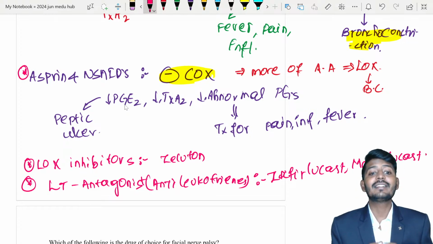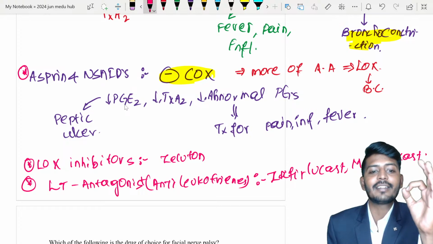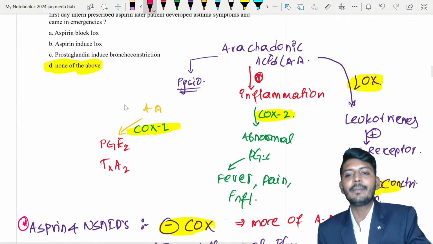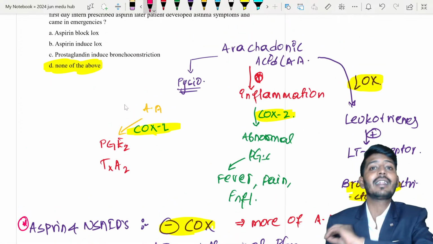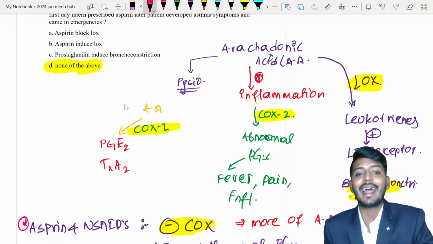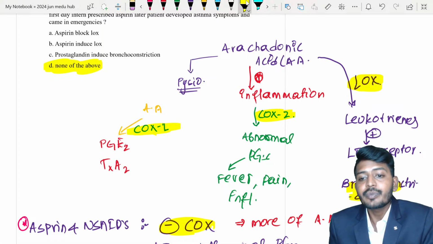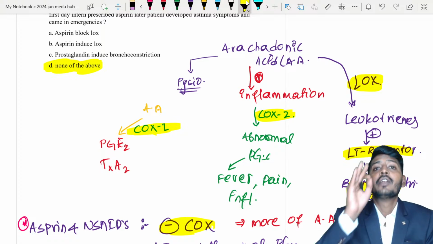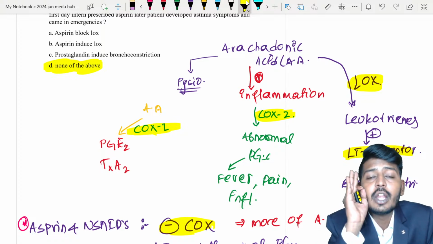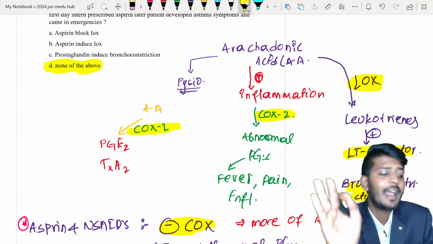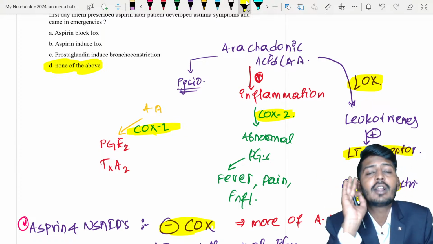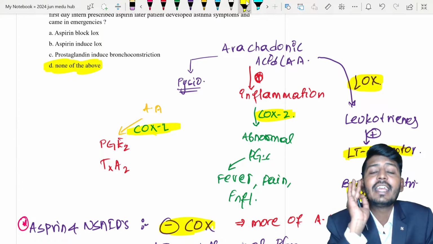If someone asks what is the mechanism of Zafirlukast or Montelukast, by mistake don't say it blocks the LOX enzyme. It is not blocking the LOX enzyme, rather it is blocking the leukotriene receptor. So anti-leukotriene drugs block the leukotriene receptor, not the enzyme. This is also a trap. This is also a very, very big trap.